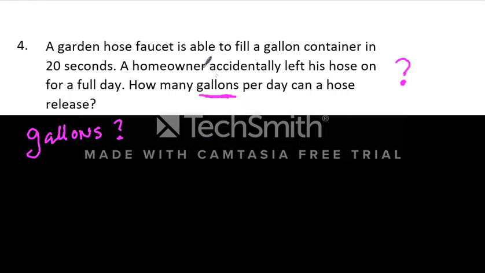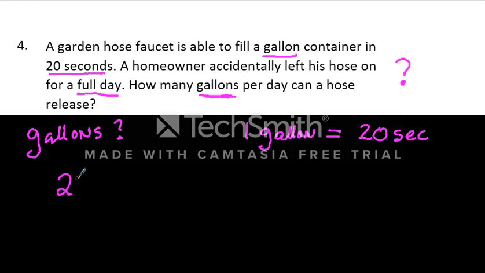And let's see, what else do I know in the problem? A garden hose is able to fill a gallon container in 20 seconds. So that means that 1 gallon would equal 20 seconds. It takes 20 seconds for 1 gallon to be completely full. And it says a homeowner left his hose on for a full day. So a full day would be 24 hours.